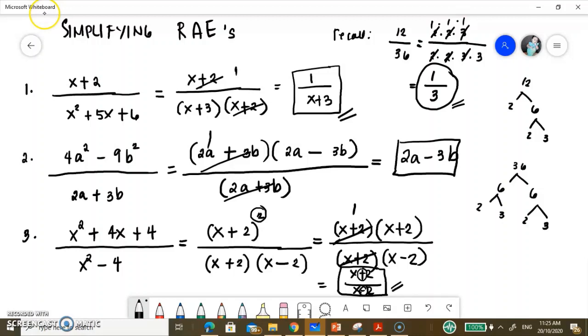So, we have 3 examples and I hope nakatulong to para maintindihan nyo paano mag-simplify ng rational algebraic expressions. I would be recording another video for more examples. Different examples na mga examples na nabigay ko dito. That would be all for today.